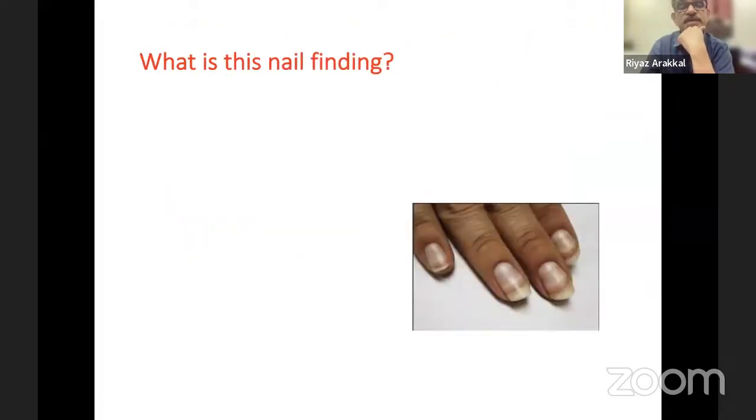What is this nail finding? Anybody in the chat box? A clue is that this may be seen in nephrotic syndrome. So this nail change is seen in hypoalbuminemia of any cause. What is it called? What is the nail change of severe hypoalbuminemia?